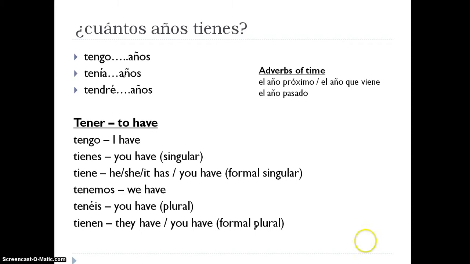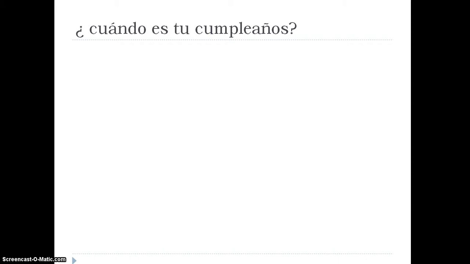And then we have some adverbs of time which we could put with these sentences up here. El año próximo, or el año que viene, next year, or el año pasado. Okay, so that's age. Moving on to birthday.